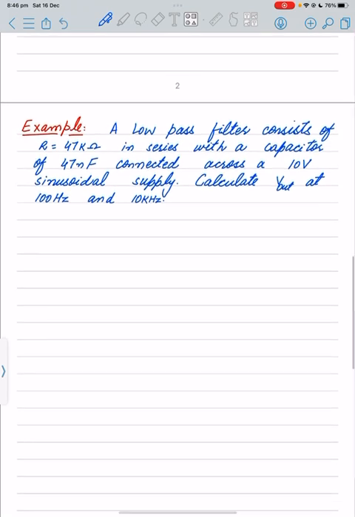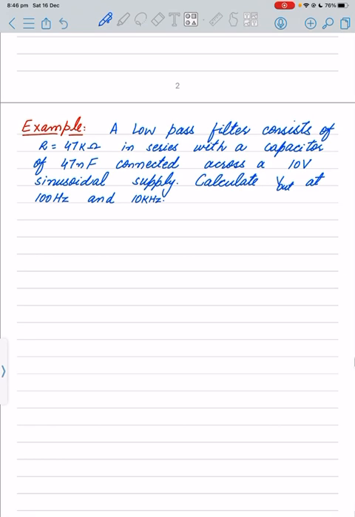So we have a low pass filter consisting of a resistor equal to 47 kilo ohms in series with a capacitor of 47 nanofarads that is connected across a 10 volts sinusoidal supply, and we have to calculate the output voltage at 100 hertz and 10 kilohertz. So let's start. So we have to calculate the V out.